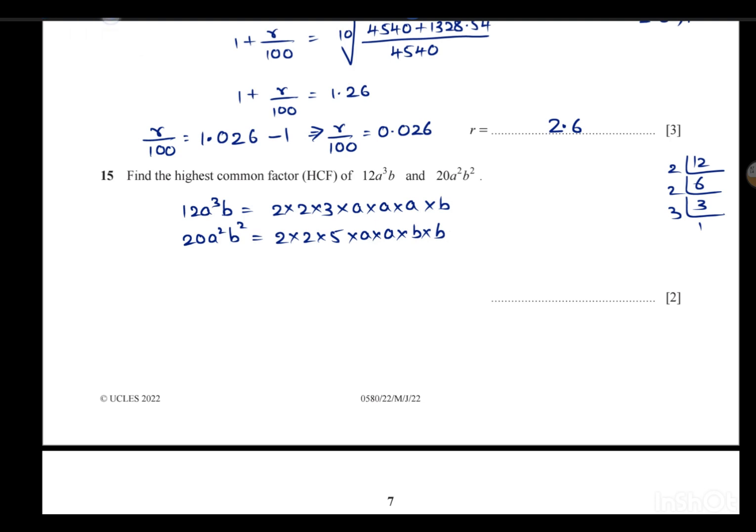Now look at the common factors. 2 is common, 2 a's are common, and 1 b is common. Just take those as the HCF. HCF is equal to 2 into a into a into b, which is 4a square b. This is the answer.